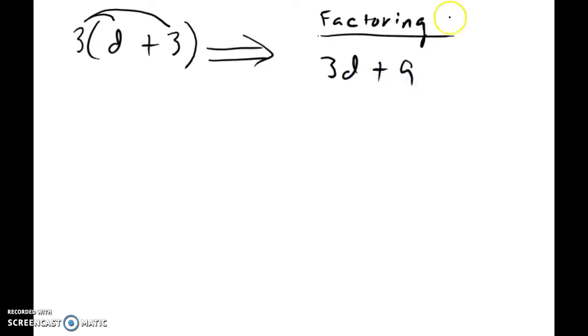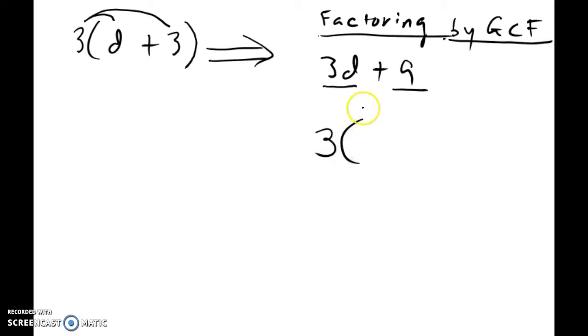So now we're going to factor by the GCF, or greatest common factor. You probably haven't heard about the GCF in a long time, but what we're going to do is take the biggest thing out of both of these terms. What is the biggest thing? Number and or variable is what I mean by that. A 3. So we're going to take the 3 out. Now 3d divided by 3 is d, and 9 divided by 3 is 3. So we just factored this binomial.